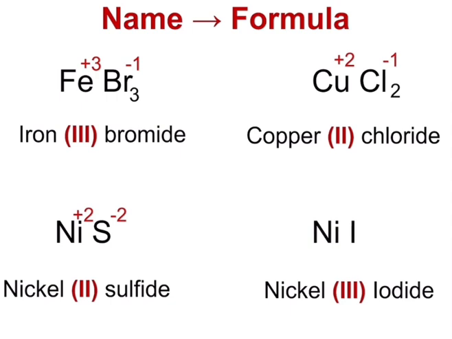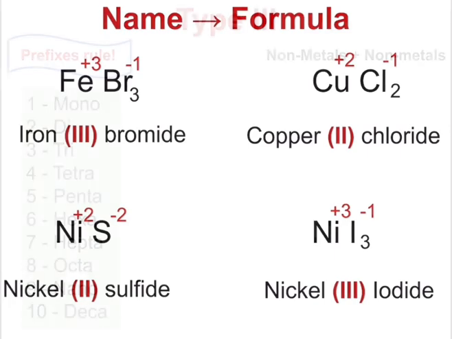Nickel(III) iodide. First, writing the symbols of the ions. Second, assigning charges. Nickel is +3, which is known from the name of the compound. Iodide is -1, known from the position of the element on the periodic table. 3 iodide ions are needed to make this formula electrically neutral.